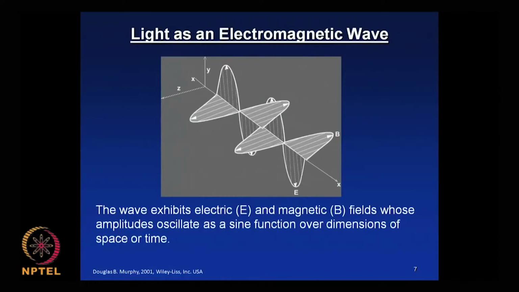So, what you see is a schematic of an electromagnetic wave which exhibits electric and magnetic fields whose amplitudes oscillate as a sine function over dimensions of space and time. These two fields are mutually perpendicular to each other, and this is how light is defined when you consider its propagation from one medium to another. This is how it is being considered.